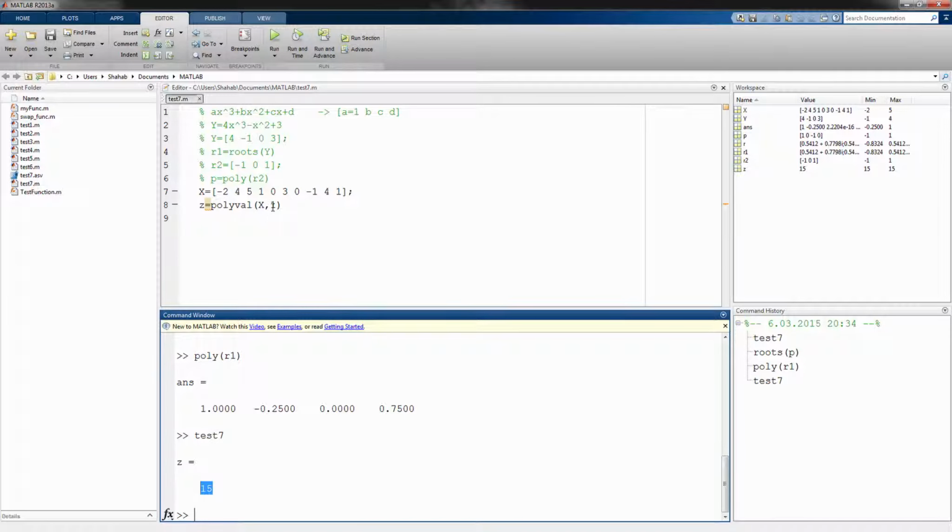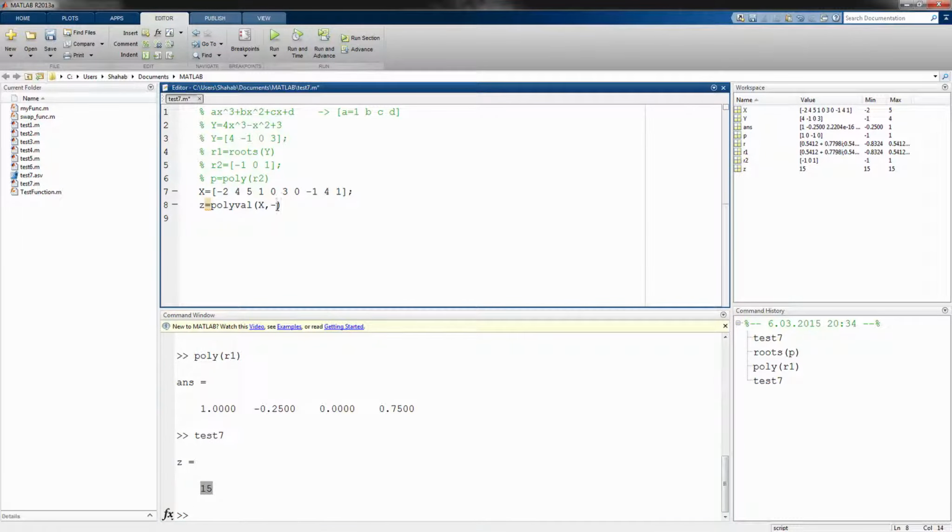I can of course put any value that I like, for instance minus 1.5, and run it. And I am sure that if you put the value 0, we expect to get 1, because that is the only constant part that we have, and we are getting it.